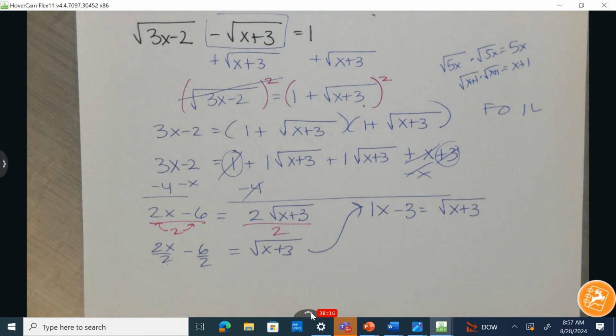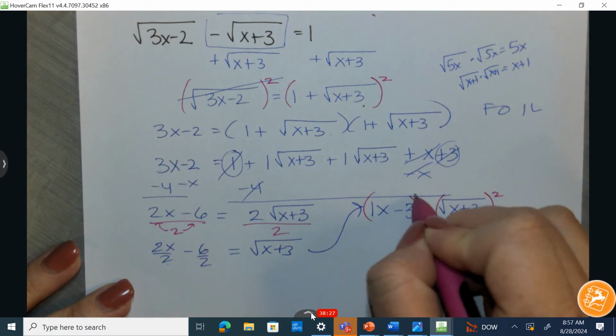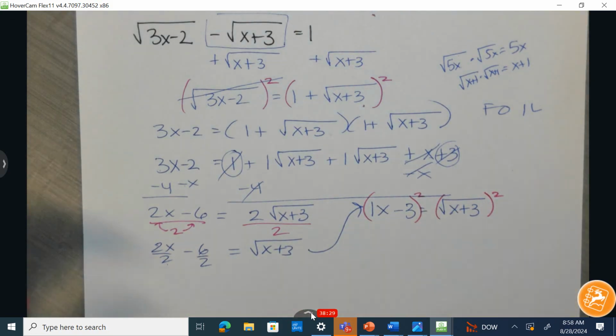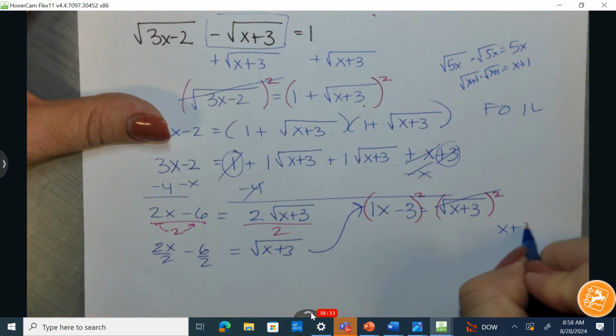Josue, what would you do next? Our goal is to solve for x, and I want to get rid of that radical. What would you do next, Josue? Yeah, what number of the exponent? 2. So let's do that to both sides. Right-hand side makes it nice. I'm left with x plus 3.